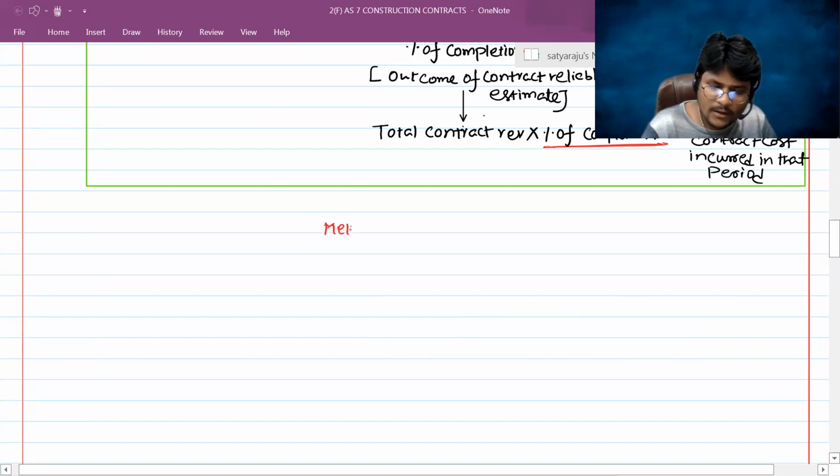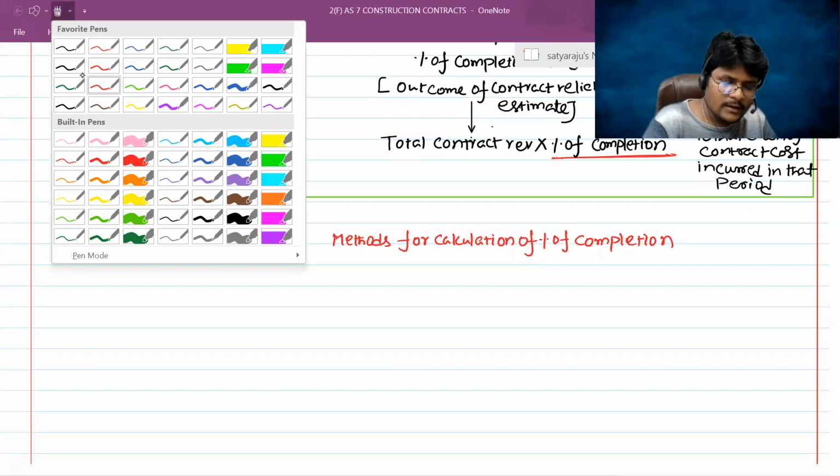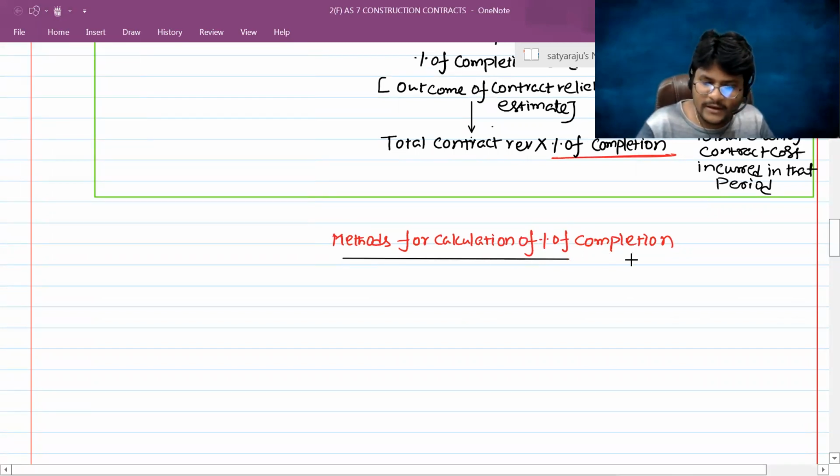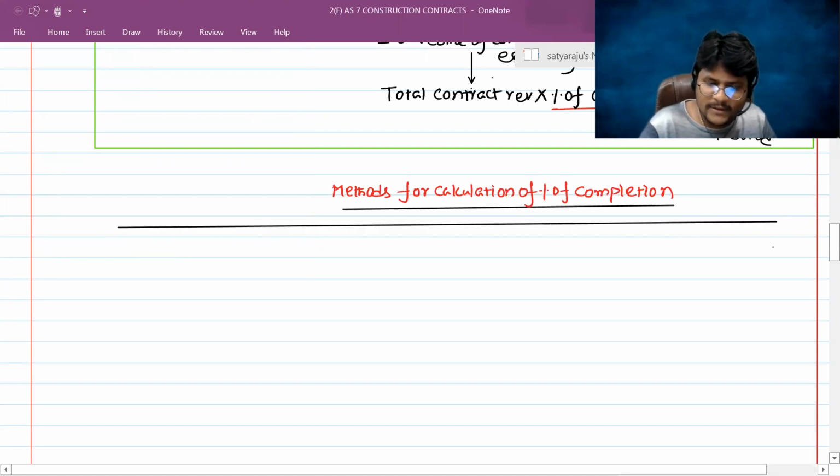Methods for calculation of percentage of completion. So this standard is a little bit technical. I'm giving my best efforts to explain each and everything, guys. Please all of you understand. Methods for calculation of percentage of completion. AS 7 prescribes 3 methods for calculation of percentage of completion.